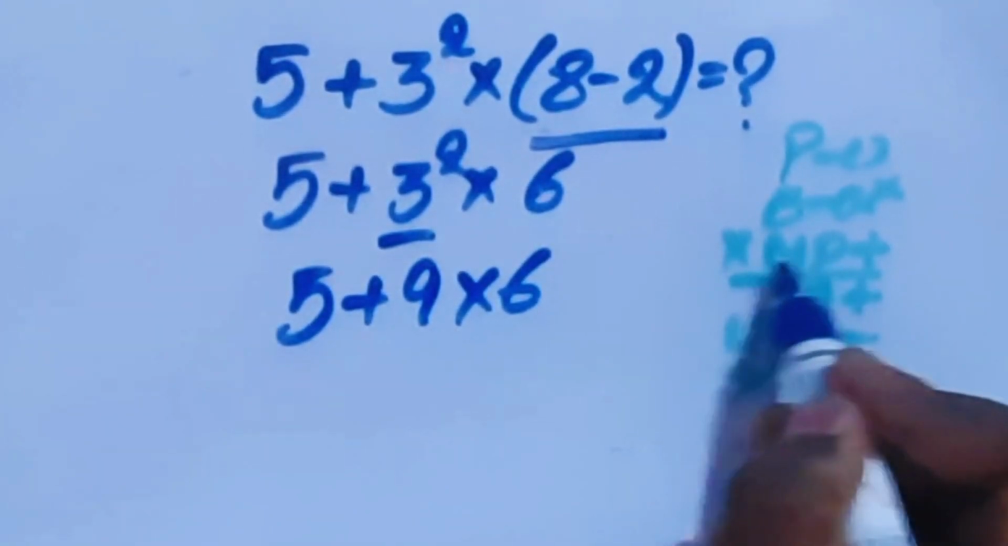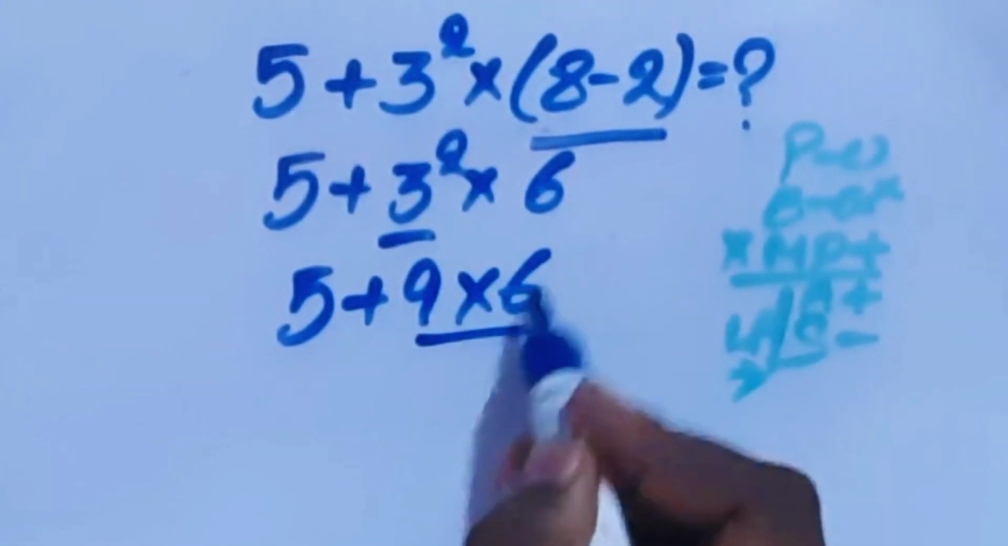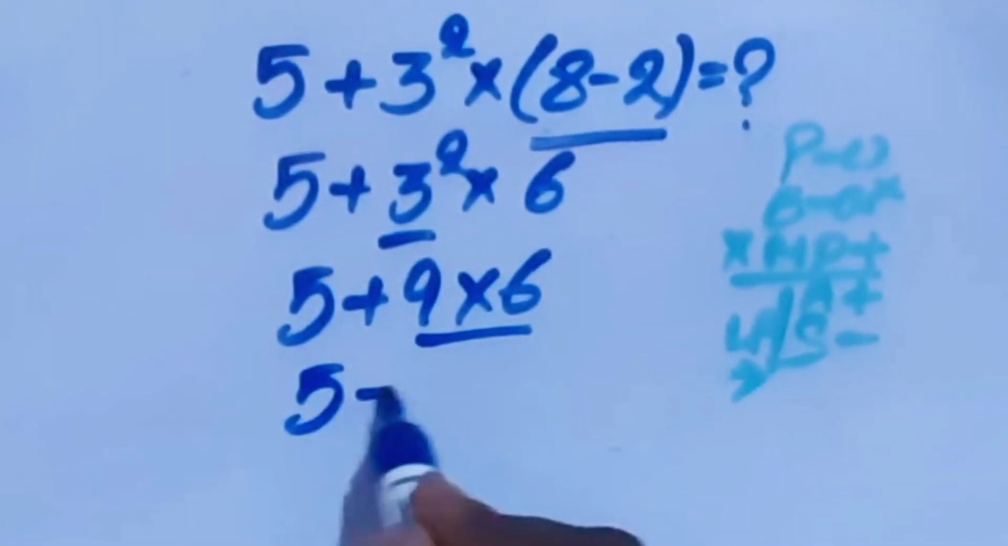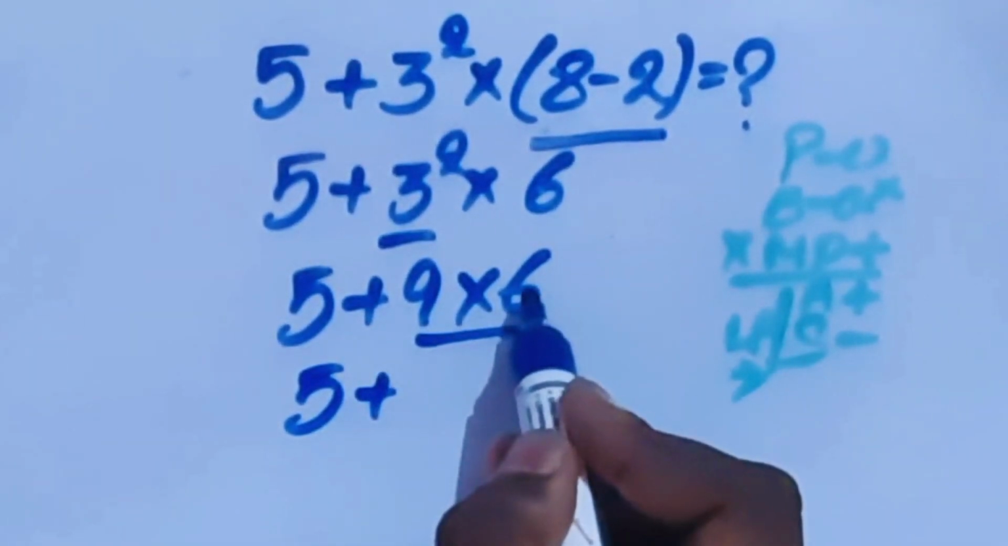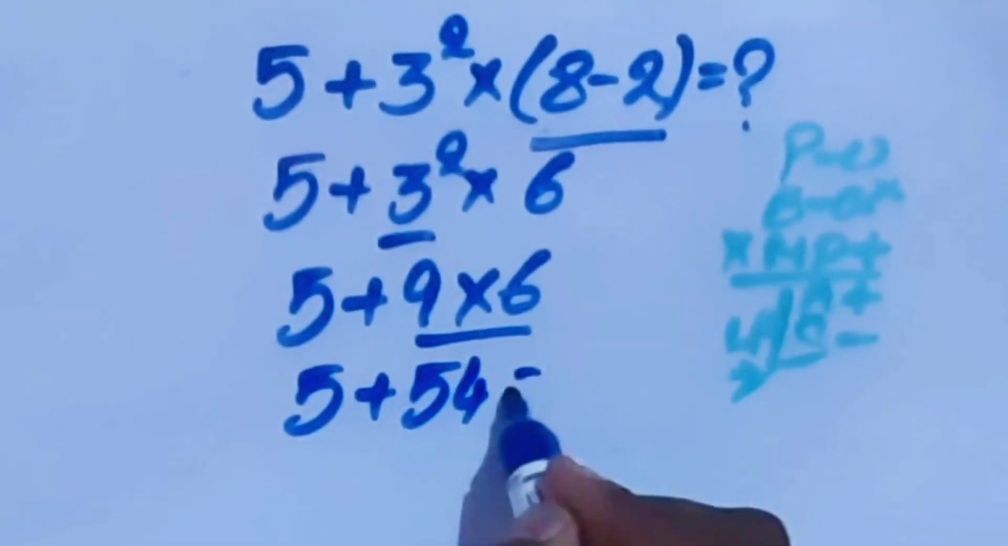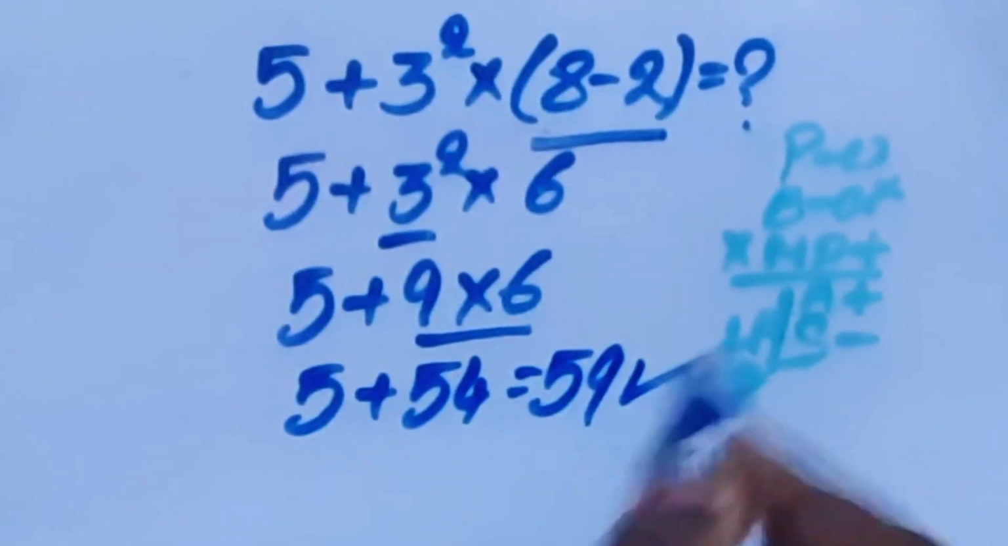Here the next priority is multiplication and division. Here we have multiplication, so we have to do this multiplication before the addition. Here 5 plus, here 9 times 6 is 54. Here 5 plus 54 is 59, which is the correct answer.